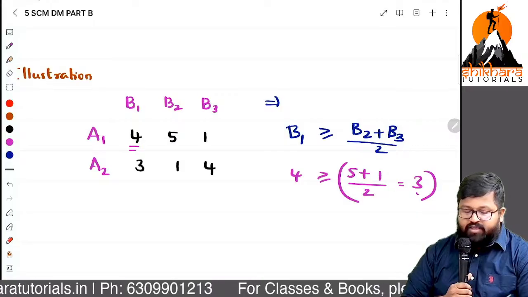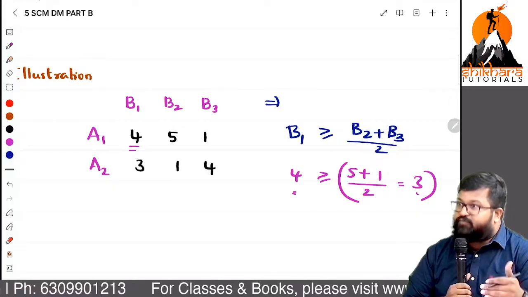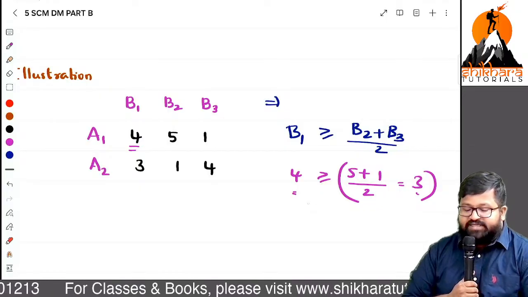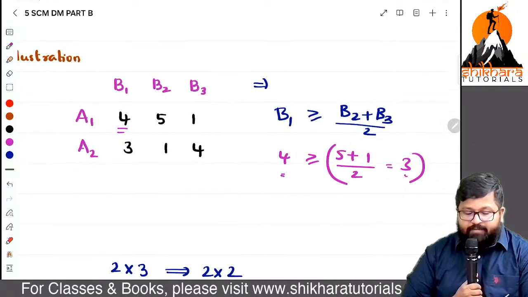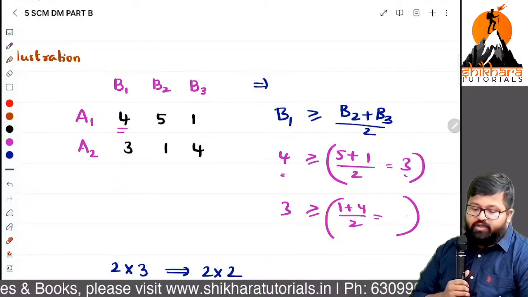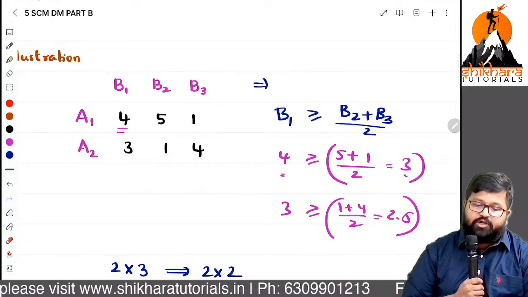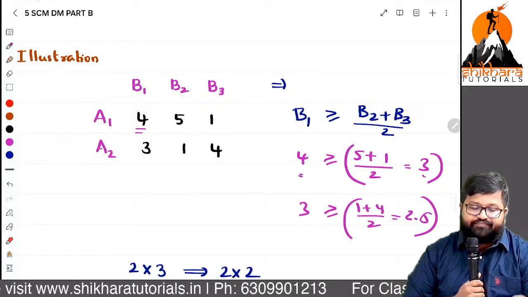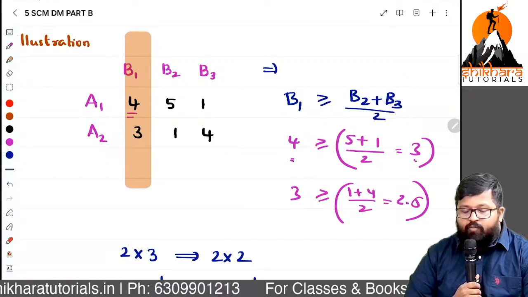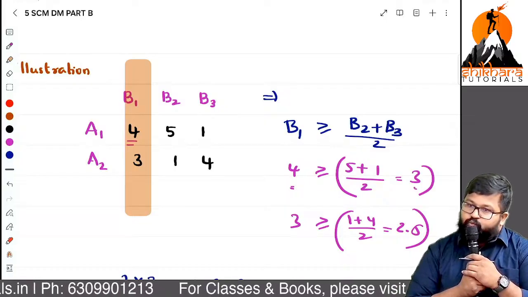3. Is the 3 less than or equal to 4? 3 less than or equal to 4 or 4 greater than or equal to 3 is one and the same. So as it is satisfying that condition, the first one is satisfied. I am comparing 3 with 1 plus 4 by 2. What is the value there? 2.5. Is 3 greater than or equal to 2.5? Yes. So automatically I can eliminate B1.